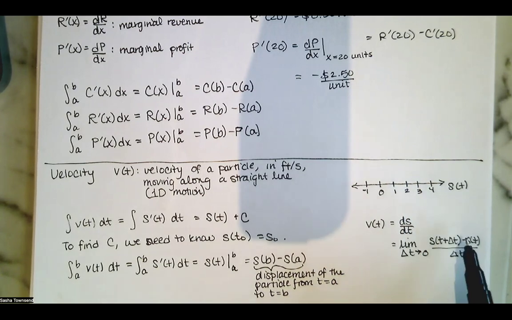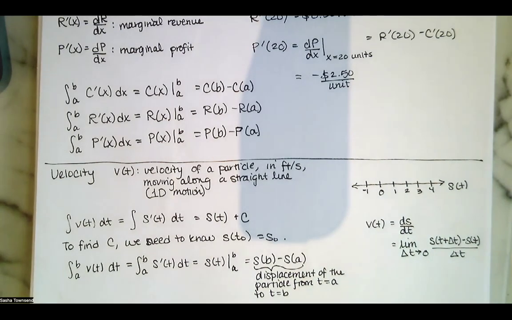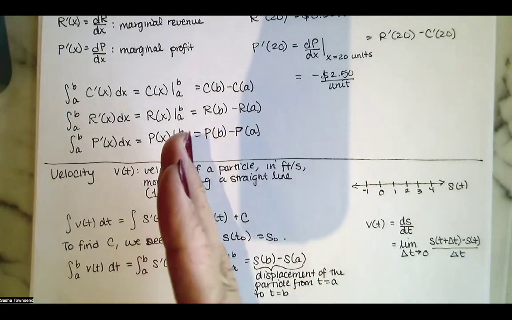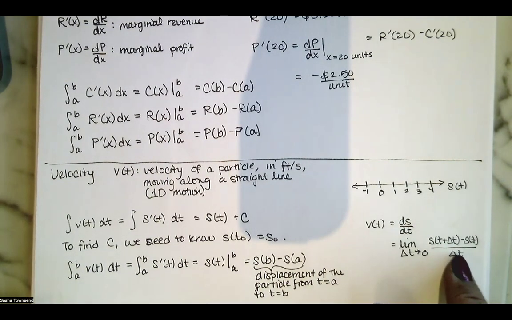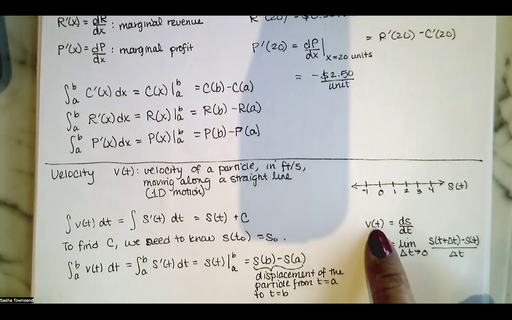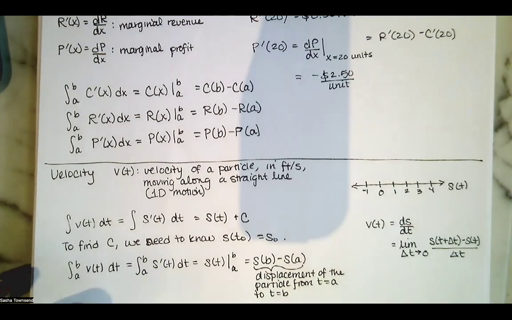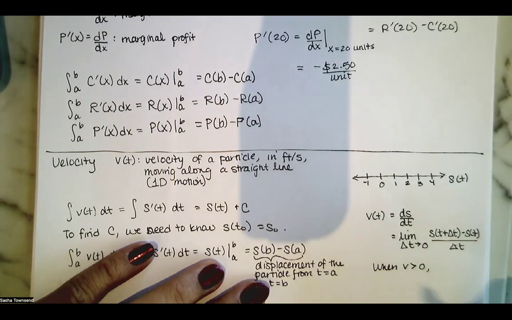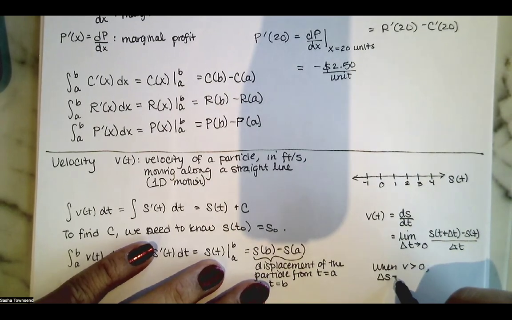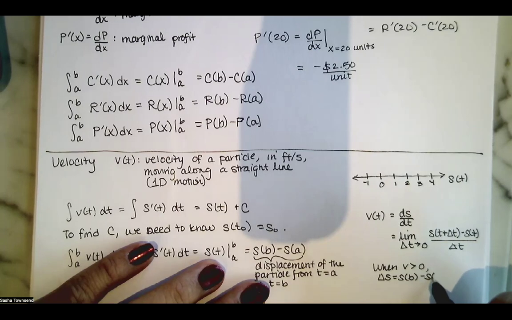If we're moving from right to left, this number is greater than this number, so we get a v of t that's negative. And of course, this is because I'm assuming delta t is greater than 0. Technically, delta t could be positive or negative, but we don't tend to do that. We do tend to think about displacement from one time right now to some time in the future. So provided that delta t is always positive, the sign of v of t is the same as the sign of the displacement. So we'll write that down. When v is positive, displacement is positive.